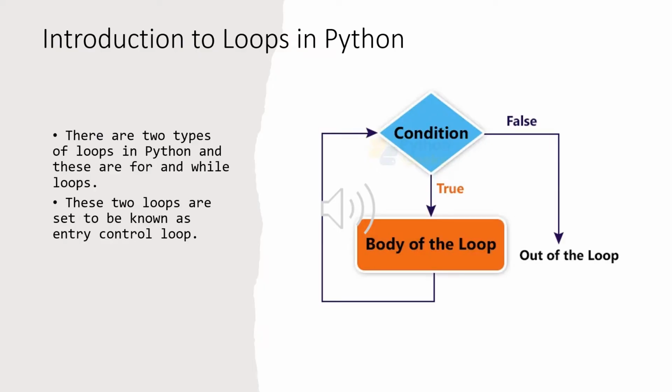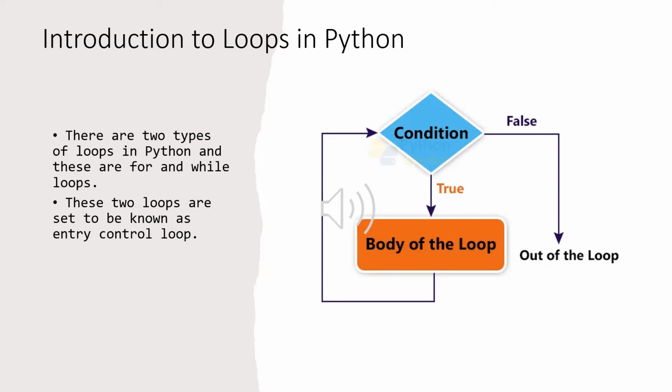Introduction to loops in Python. Here we call looping iteration statements too. Python supports two types of loops: the while loop and the for loop. These two loops are known as entry control loops. Here you can see the conditions.